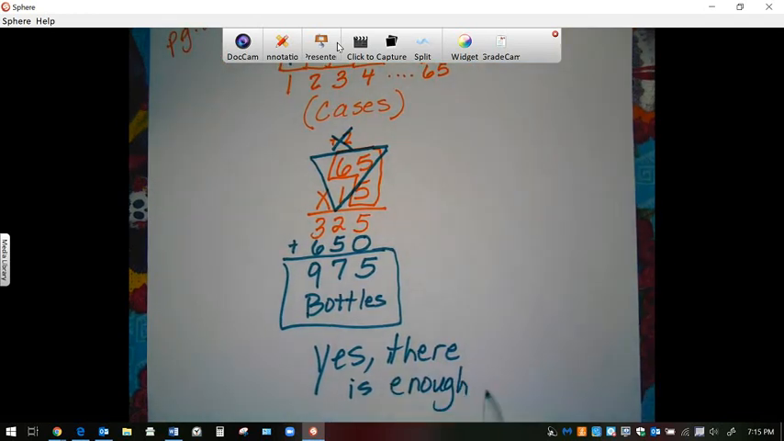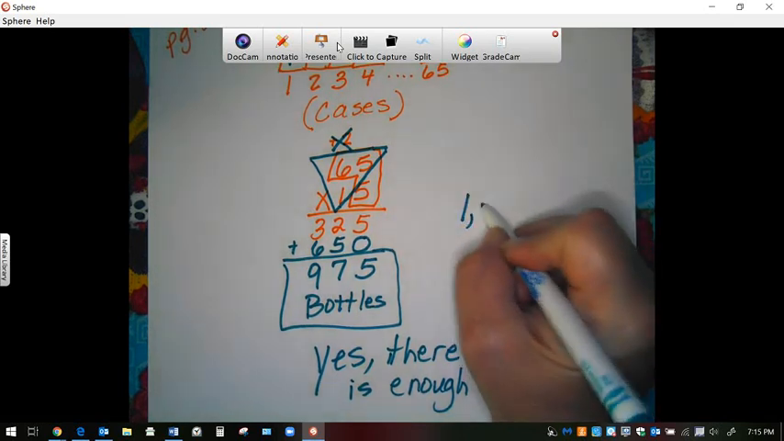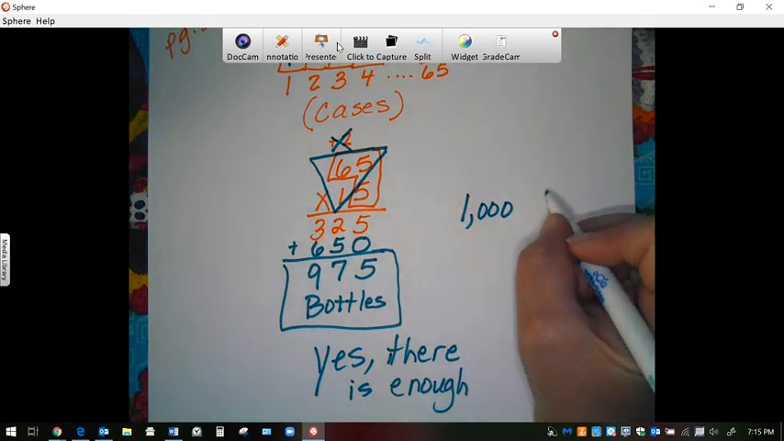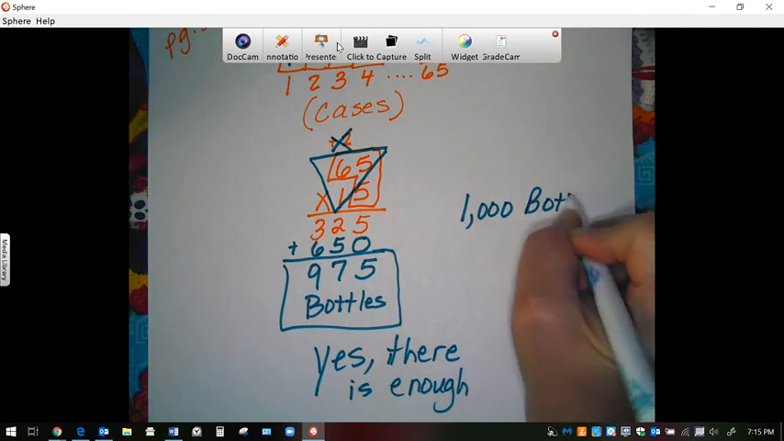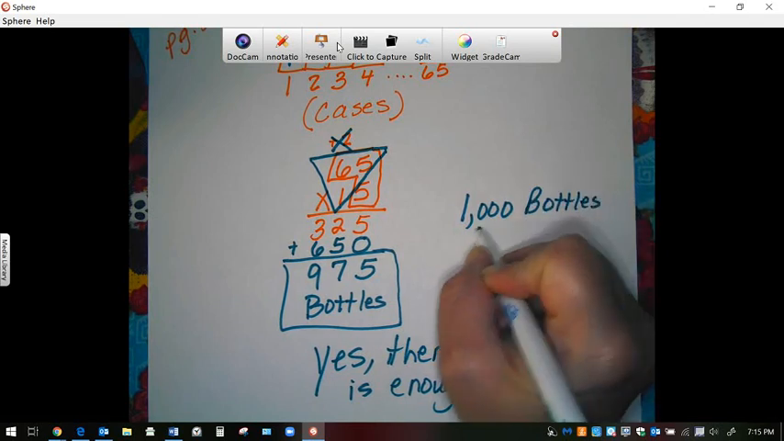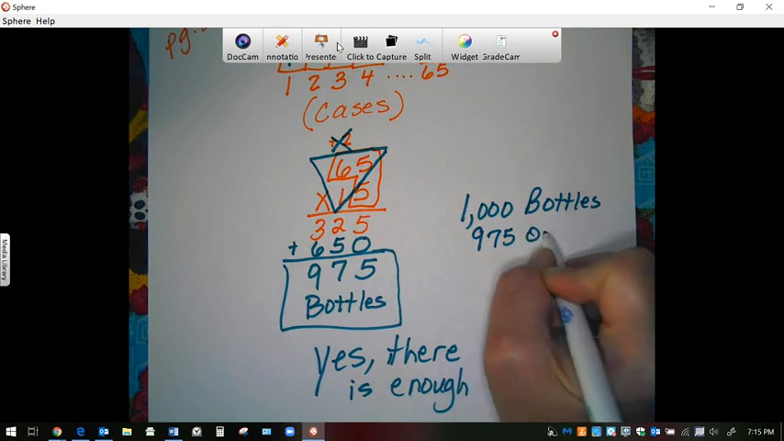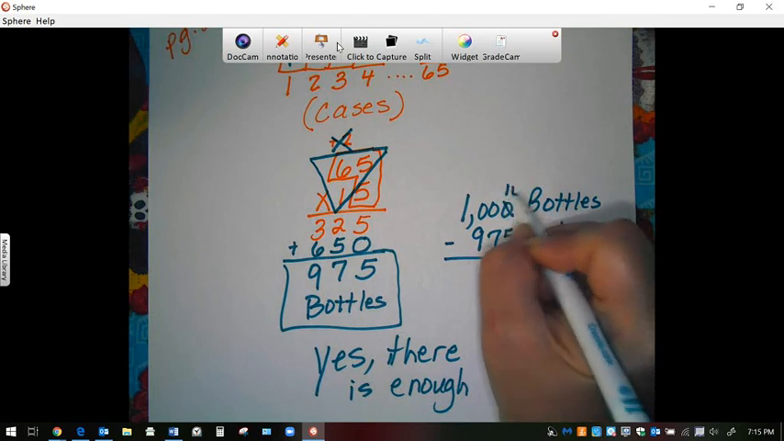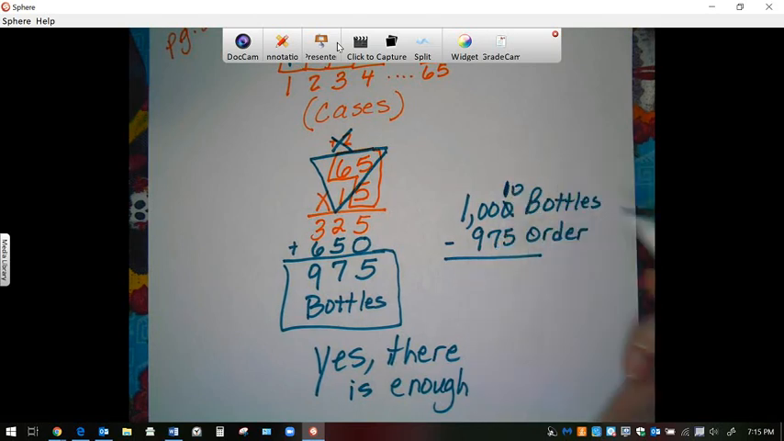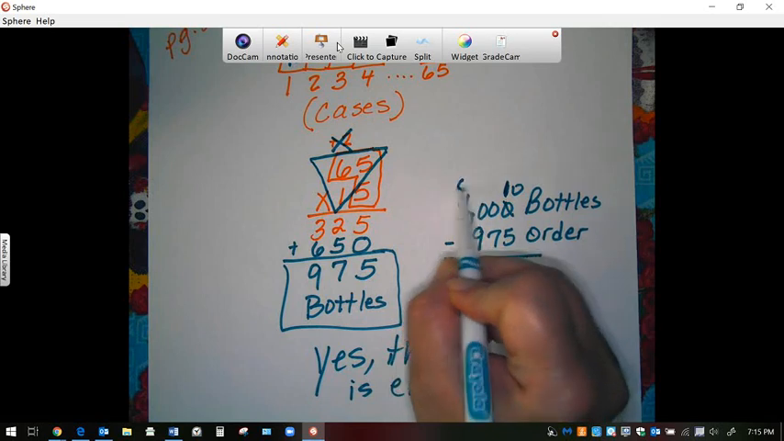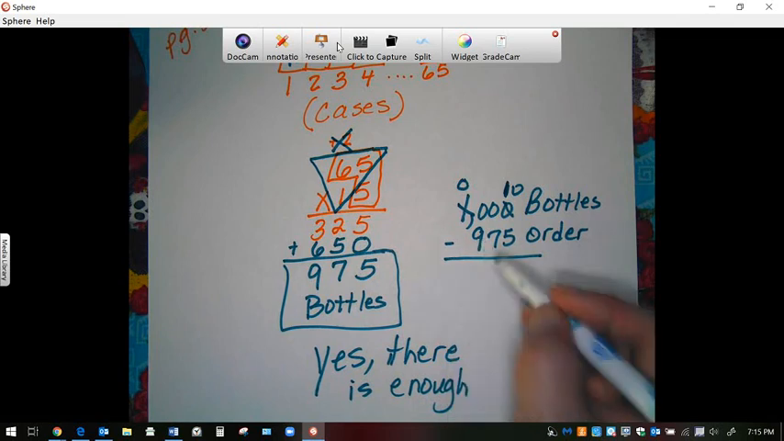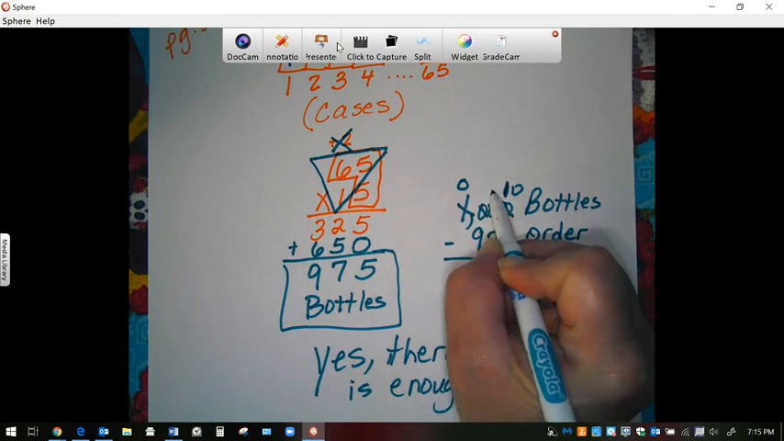And the last question says, how many bottles will be left over? So if there was 1,000, they had 1,000 bottles, and 975 was what they needed for the order. We're going to subtract. We need to regroup. Where did this 10 come from? It came from the 1, because you cannot regroup from zeros. You cannot take anything away from zeros. What do the zeros in the middle turn into? 9.